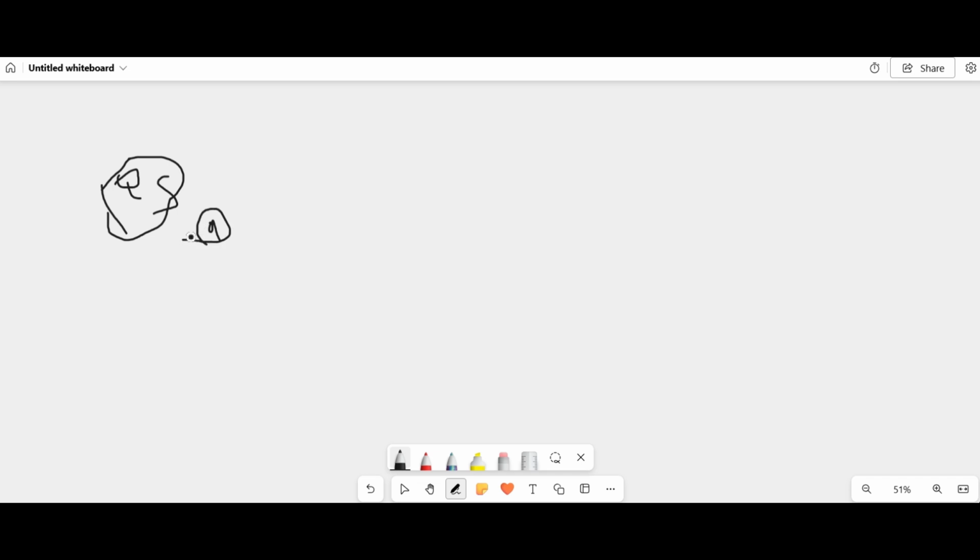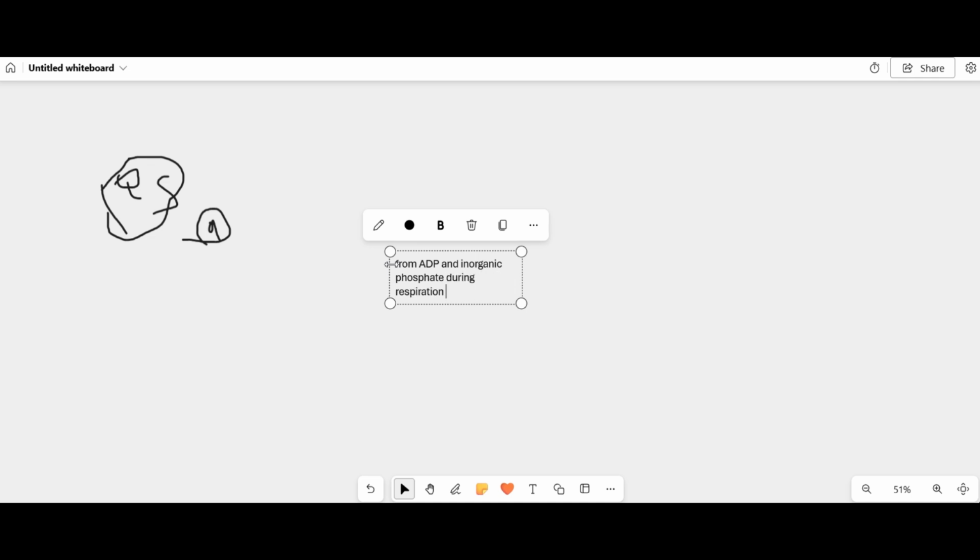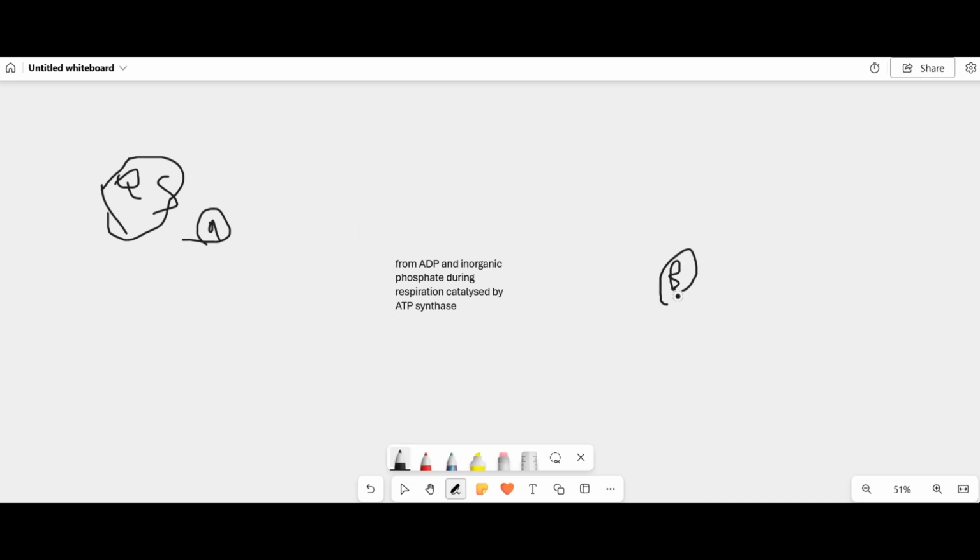Describe how ATP is resynthesized. So obviously from ADP and inorganic phosphate during respiration. So that's when ATP is remade, catalyzed by ATP synthase. And then B, the two ways in which hydrolysis of ATP is used in cells. So it doesn't just say for energy, it says which ways it is used. So you can say that to add phosphate to substances.